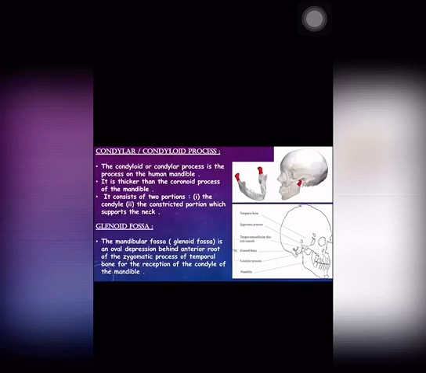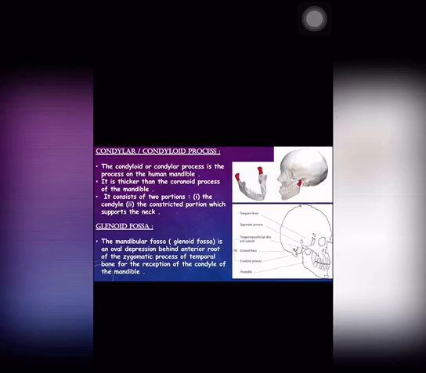Now, we use the words condylar process and glenoid fossa. What are they? The condyloid or the condylar process is the process on the human mandible. It is thicker than the coronoid process of the mandible. It consists of two portions, the condyle and the constricted portion which supports the neck. As you can see in the picture, it is marked in red.